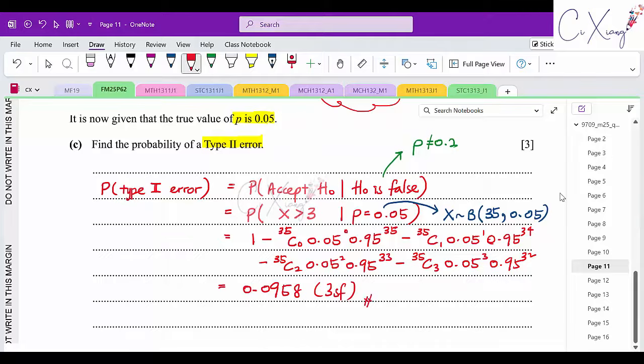The original value is very long actually, so you can cut it short to 3 significant figures, which is 0.0958. Alright, so this is how we solve question number 5.